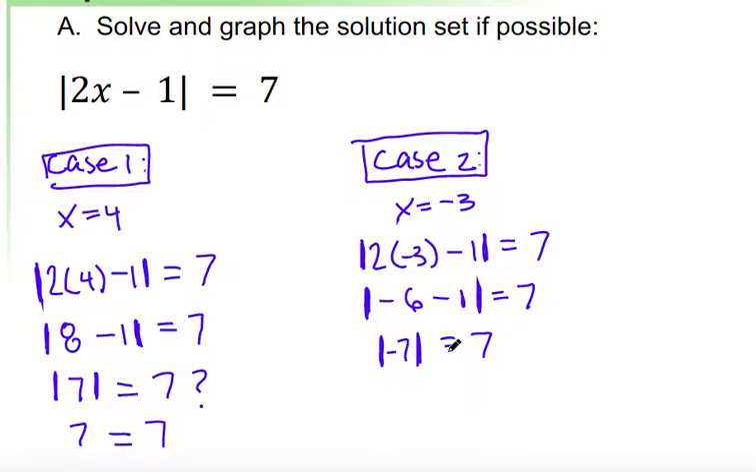Does the absolute value of negative 7 equal 7? Well, we know it does because, remember, absolute value is the distance from whatever's in here to 0. The distance from negative 7 to 0 is 7. So 7, again, does in fact equal 7. Therefore, I did find both cases that make this absolute value equation true.